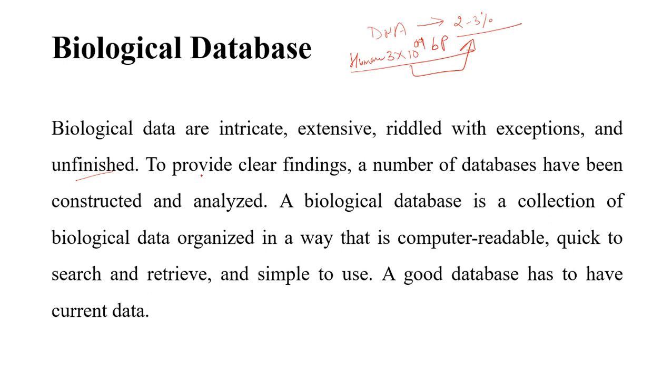Okay, so to provide clear findings, a number of databases have been constructed and analyzed. A biological database is a collection of biological data organized in a way that is computer readable, quick to search and retrieve, and simple to use. A good database has to have current data. Suppose it is 2023 and a database has data from 2000, then it means that database is not updating itself. So we do not look into that data. We require updated data for any kind of research.